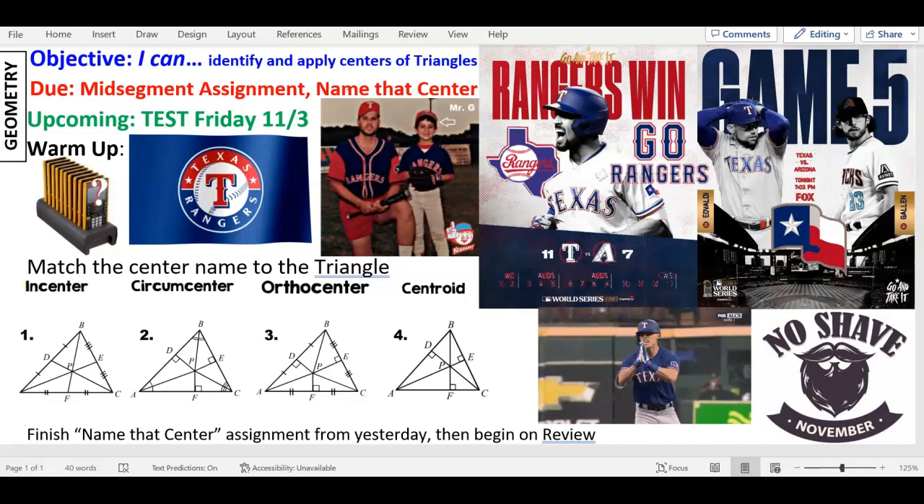You're going to work on mid-segment assignments and name that center, finishing those today. Those are going in Skyward by tomorrow, so make sure you turn them in.